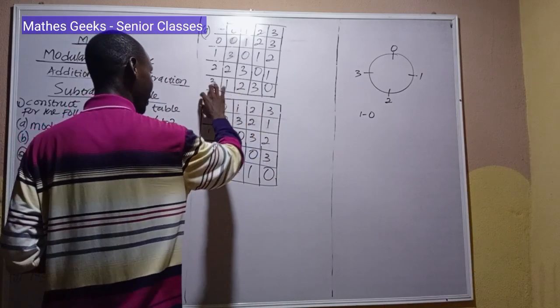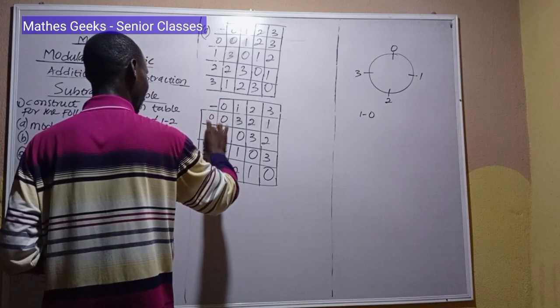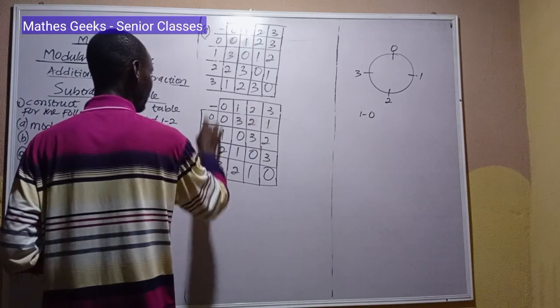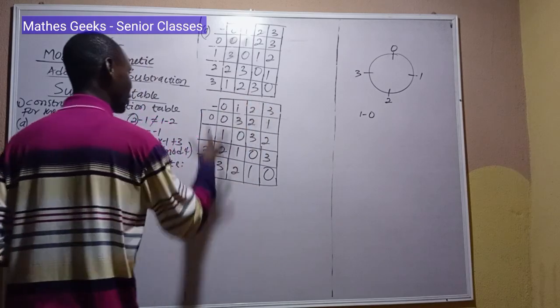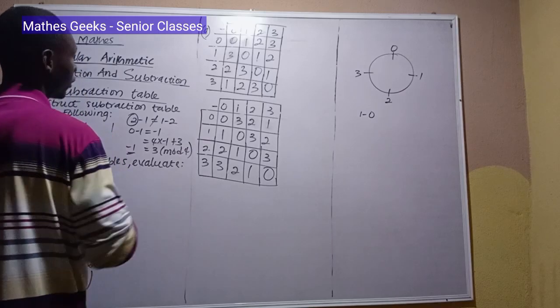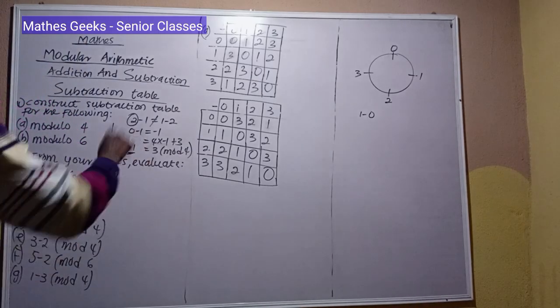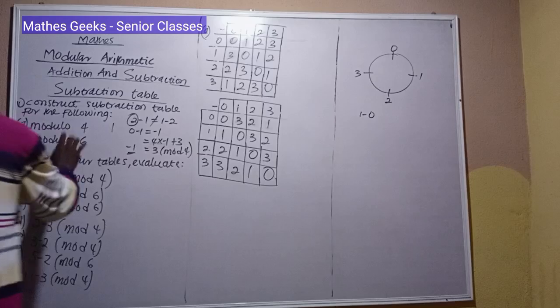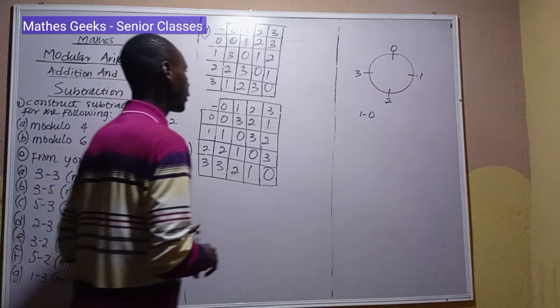Don't jump from here 1 minus 1 and then the next one is answer 2 minus 1. Your answer will be wrong and your table will be wrong. It's going to affect your answer. Whatever you're going to do with this table is going to affect it. So let's construct the next table. Modulo 6.